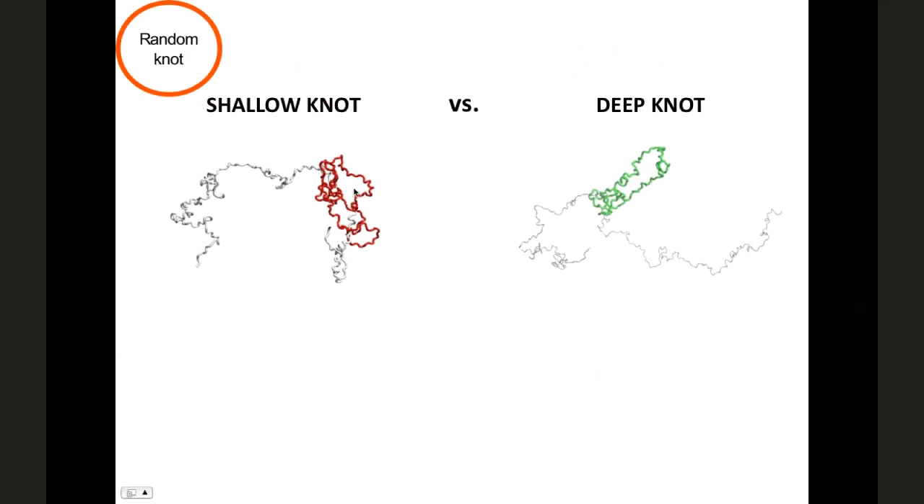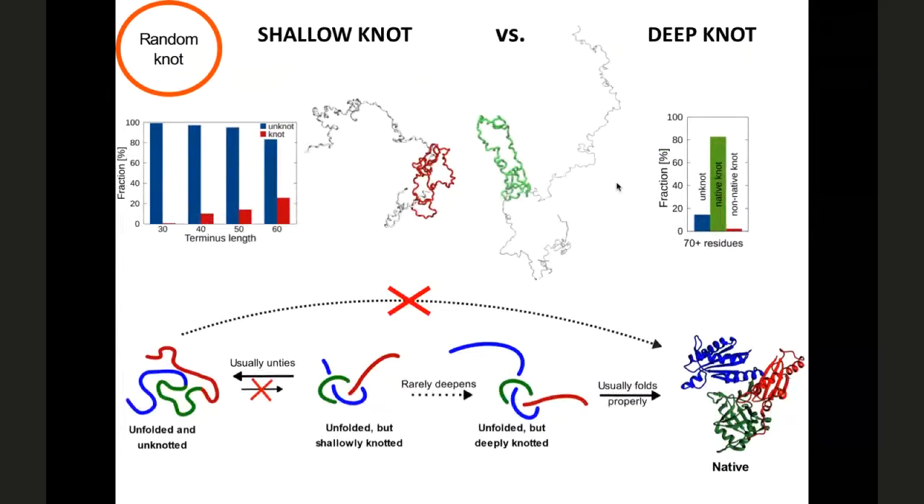So we can make this shallow knot by, for example, heating the protein in very high temperature and see how the knot will move and generate this conformation. Or we can have the protein with a deep knot and ask the question if it's possible to fold now this protein if we already have a knot. So we found out that if we have a shallow knot, this knot will almost always untie.